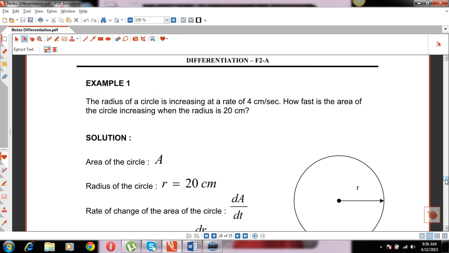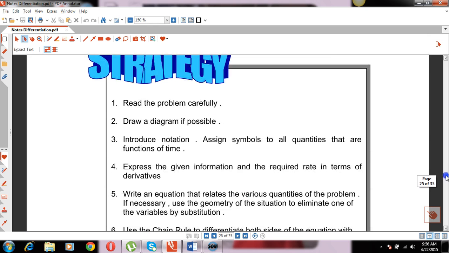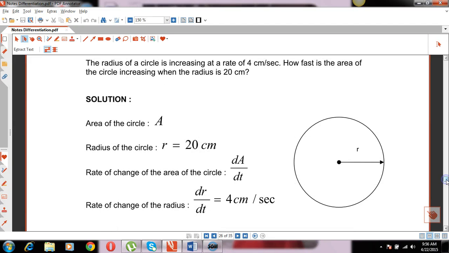The radius of a circle is increasing at a rate of 4 cm per second. How fast is the area of the circle increasing when the radius is 20 cm? First of all, for the first step, we have to read the problem carefully and draw the diagram if possible. Number 2, this is the diagram of the radius of the circle, and this is the curve.